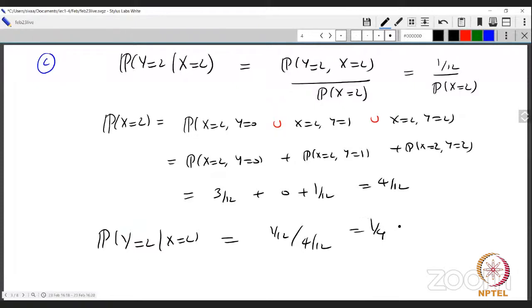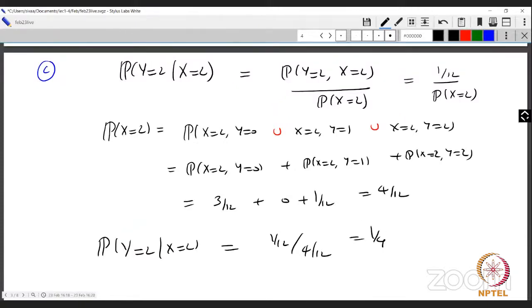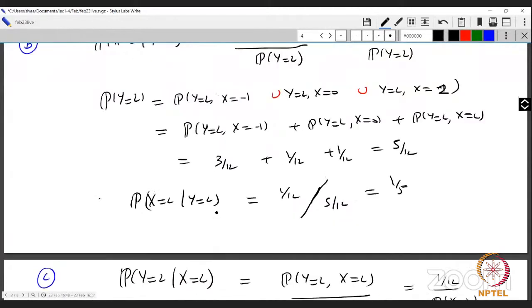So the conditional probability of y equal to 2 given x equal to 2 is a quarter, and that may not be the same as probability x equal to 2 given y equal to 2, because they're two different events in conditional. So a given b and b given a may not be the same. Very nice.